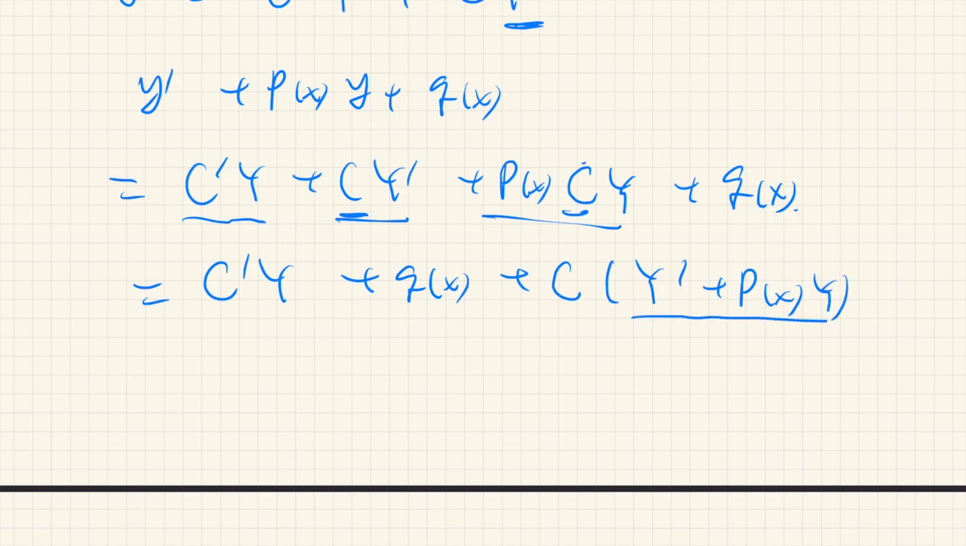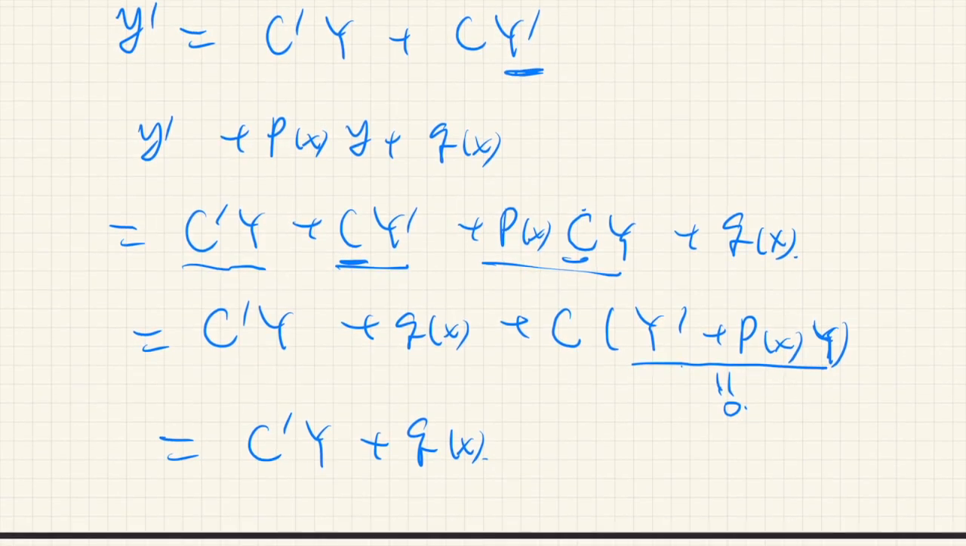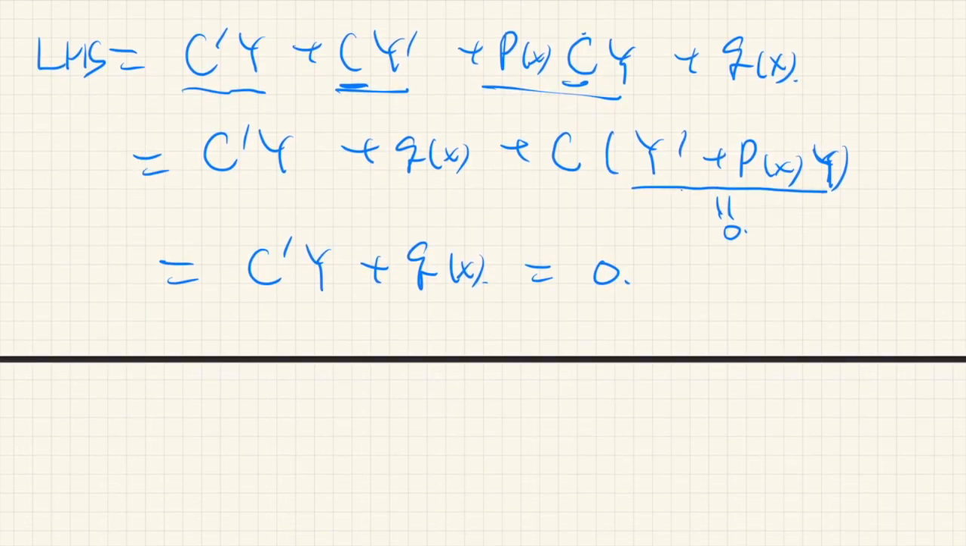So this uppercase y is the solution of the homogeneous differential equation. So this term should be equal to 0. So what we have left is this. Okay, and from the given inhomogeneous equation, this left hand side is supposed to be equal to 0. So this should be equal to 0. Now we have a differential equation for the function c. So c prime times y plus q of x equal to 0, and y is a known function already. Now we can solve this equation for c.